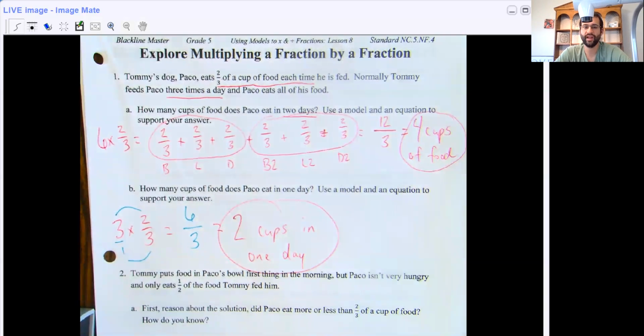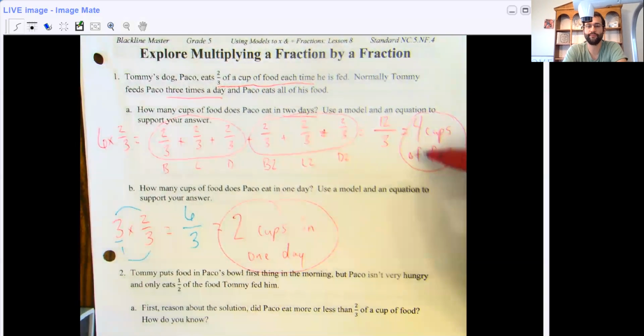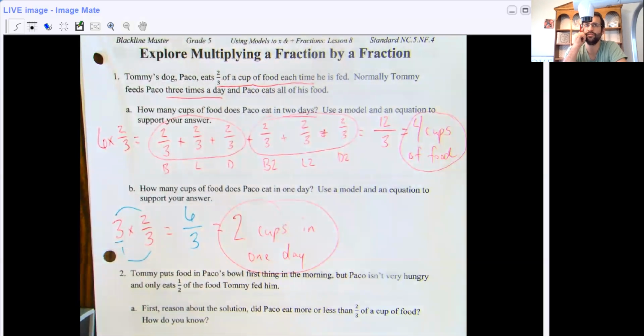Or another way that I could have solved this one is taking my 4 cups and saying, wait, something plus something has to equal 4 because it's 2 days. Oh, wait, 2 plus 2 equals 4, so 2 cups in 1 day. Okay, so I know how much he ate in 2 days and now how much he eats in 1 day.